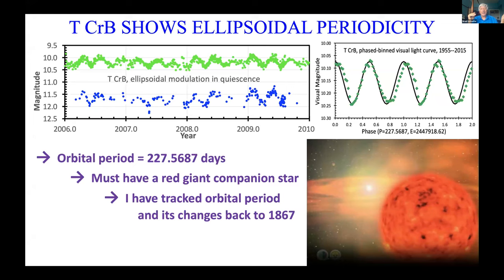And off in the red, you can see a classic spectrum of a red giant star. And in fact, from this, you can also get the radial velocities of it. And so spectroscopy has gone off and confirmed the orbital period. So this is the basic picture of what we have here for T CrB.